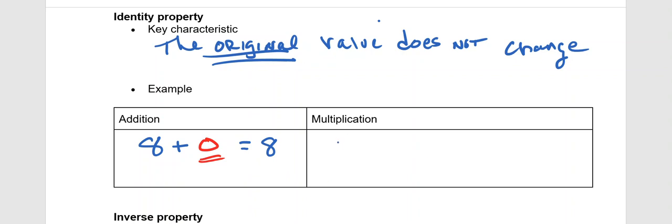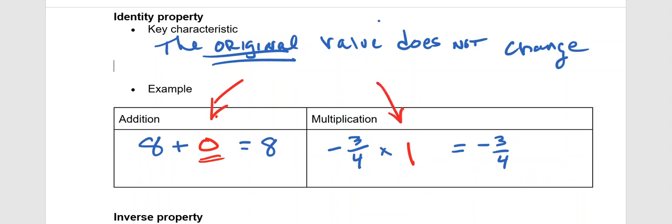But on the other hand, if I start with a number, and by the way, I want you to understand that these numbers can be positive or negative, fractions or decimals. So let's take a number like negative 3/4, a negative number that's a fraction. What would I have to multiply it by so it keeps its identity, so it keeps its value? And we should know that we have to multiply it by 1. So how do we keep the value? We're either going to add 0, or we're going to multiply by 1. That's how we keep a number's identity.